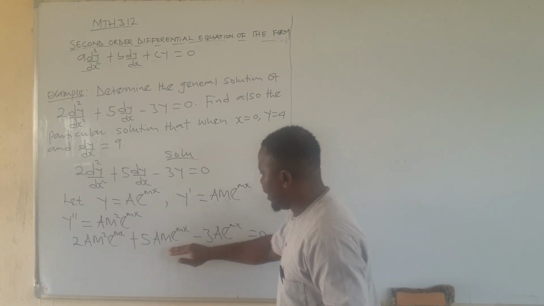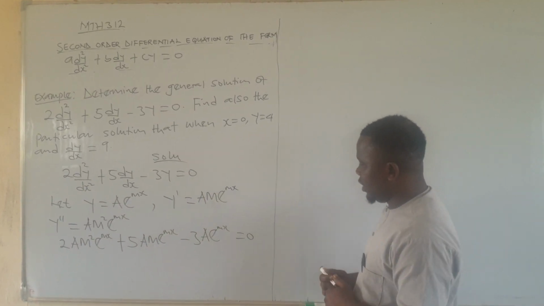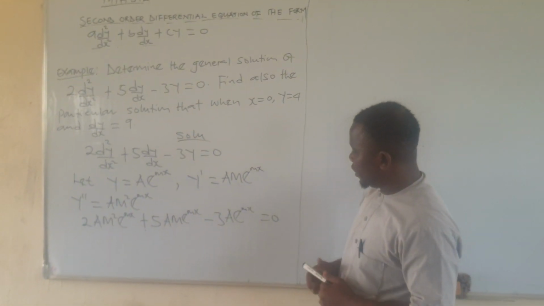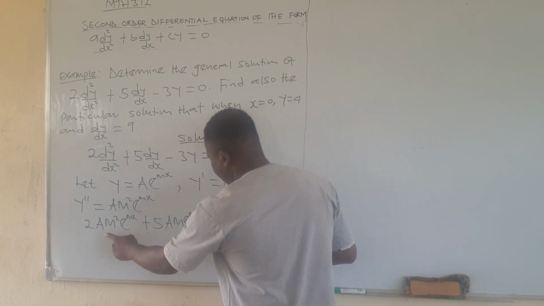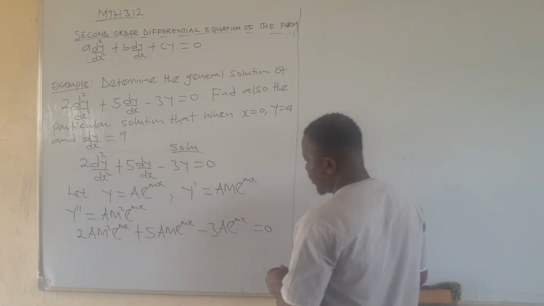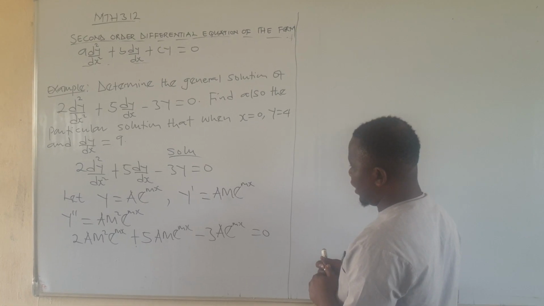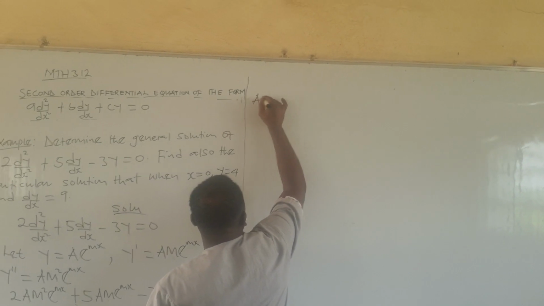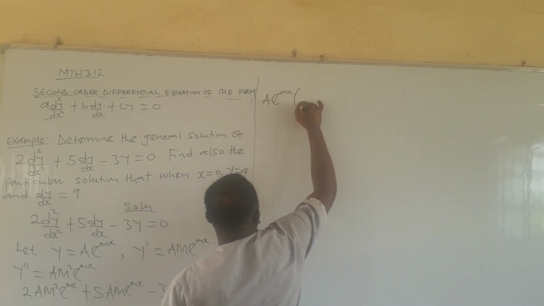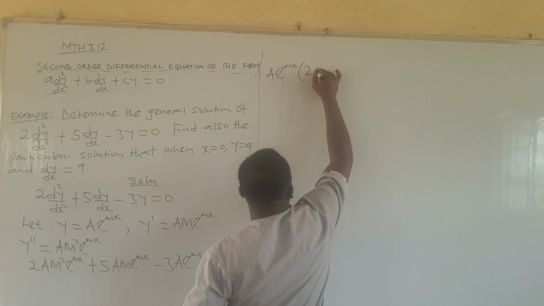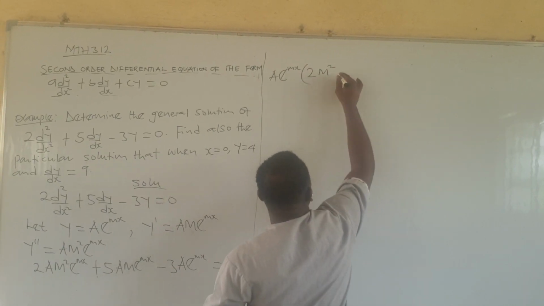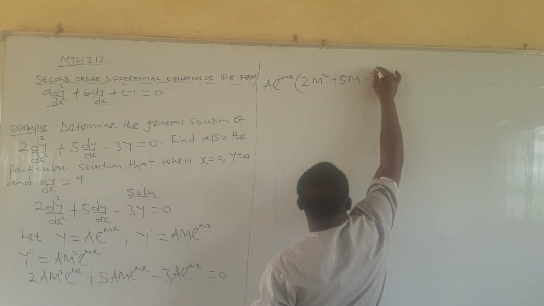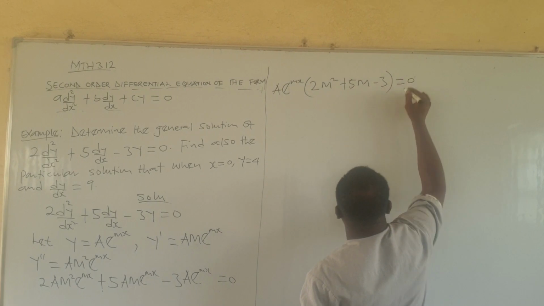Okay, look at the left hand side. What are you seeing? We discover that something is common here, and what is common is A exponential mx. So you factor it out. That is A exponential mx, all in bracket, 2m squared plus 5m minus 3, all in bracket, equals 0.